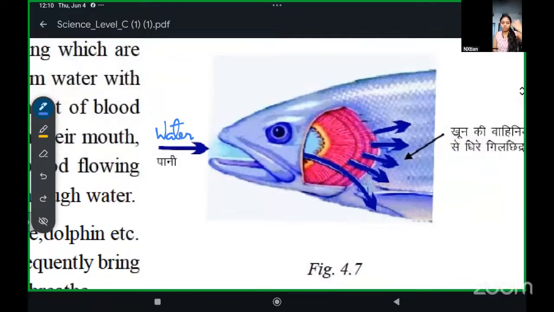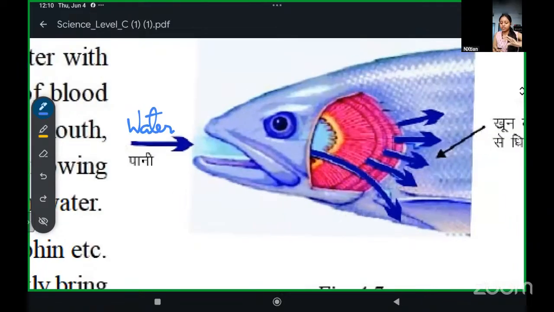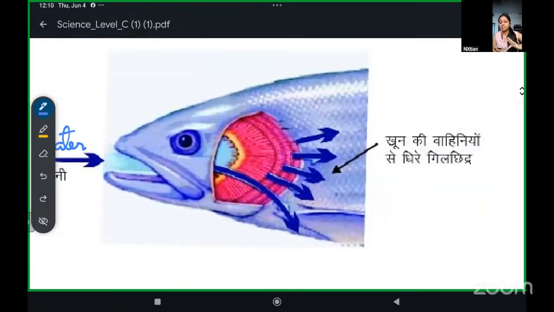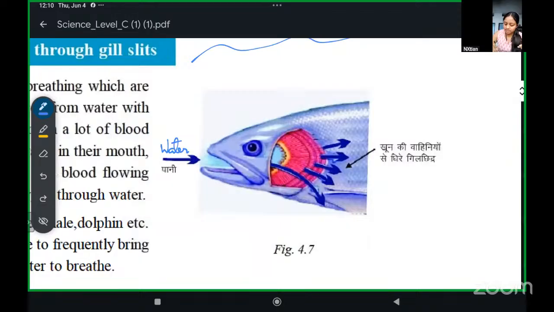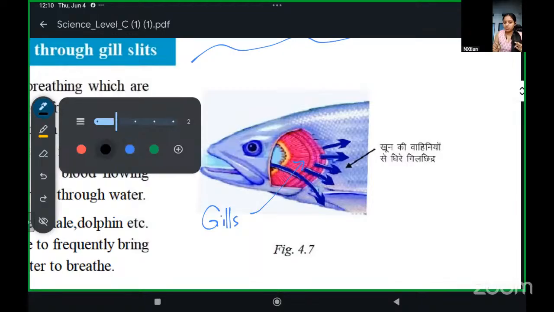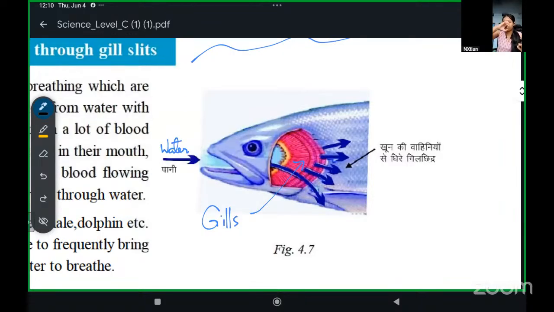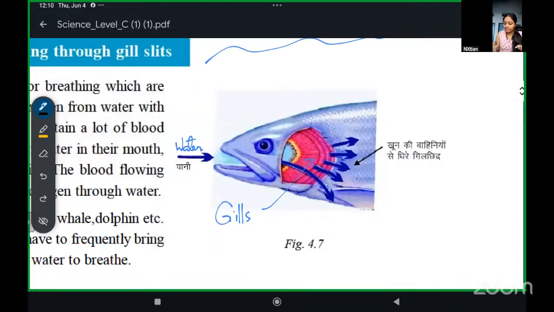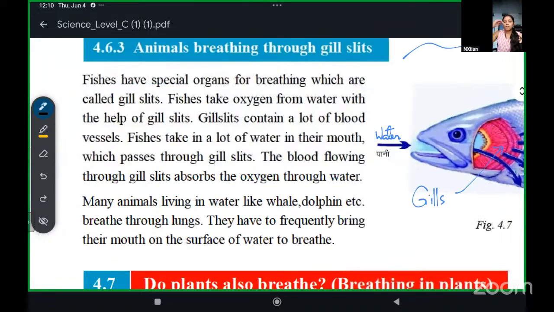The water goes into the mouth and passes through the gills. These are the gills. The oxygen molecules are absorbed by the gills. The gill slits in the fish contain a lot of blood vessels. So when the water goes into the fish's body, it goes through the gills, and the blood vessels present in the gills absorb the oxygen molecules from the water, and the remaining water flows out of the body of the fish.